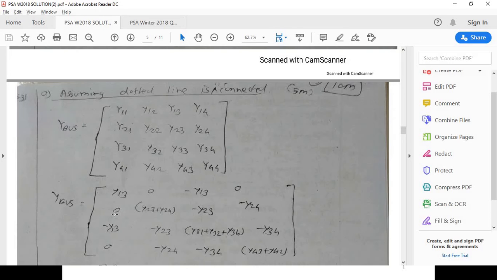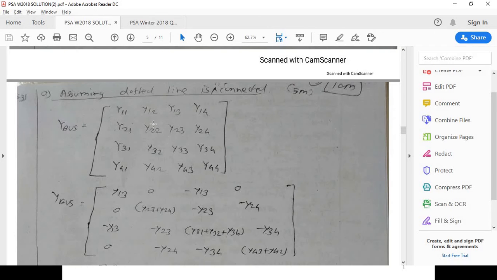Apart from that, if we have to save time during the exam, there is one property of the Y bus matrix. The Y bus matrix is called a symmetric matrix because in this case Yij is equal to Yji. What is the meaning of that? The meaning is y12 is equal to y21, or y34 is equal to y43. So y12 and y21 have the same value. That's why the Y bus matrix is called a symmetric matrix. So you can directly write that since the Y bus matrix is symmetric, y12 is equal to y21 is equal to 0, or you can calculate the value independently.